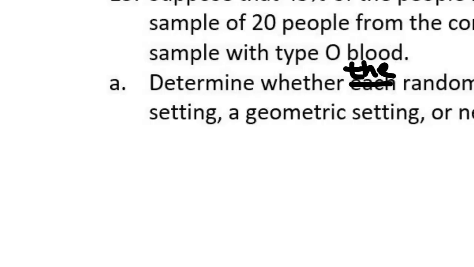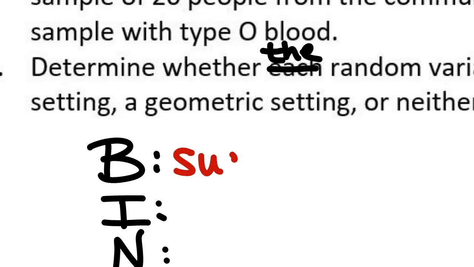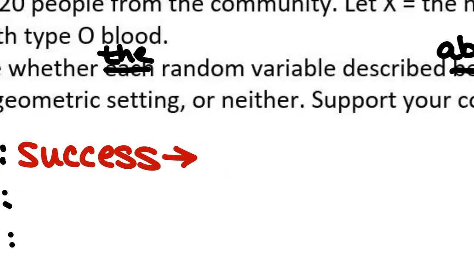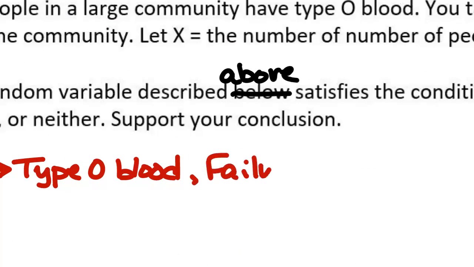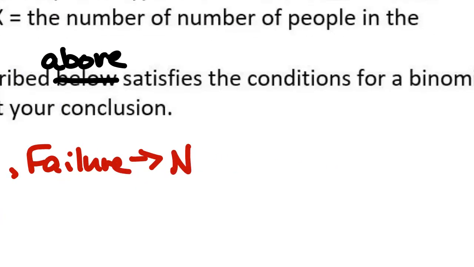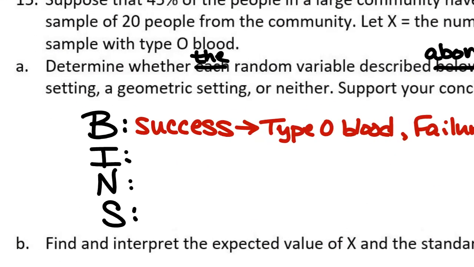What do I need to do? Bins. One more time, bins. Well, so far your guessing is paying off. So just like before, success would be type O blood, failure would be any other type of blood. Success would be... Good question. What's the denominator? It is geometry, isn't it? This one? Oh, it's not that one. Never mind.